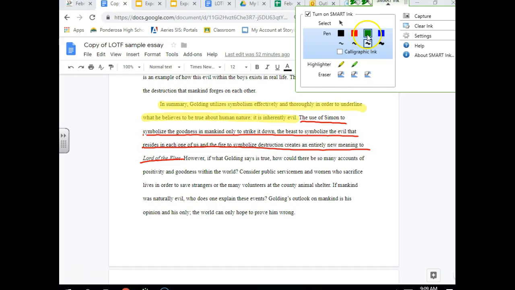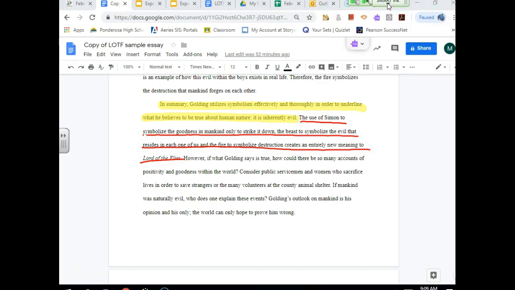Okay, what's the last thing in the green? Connecting to real life. Ready for this? "However, if what Golding says is true, how could there be so many accounts of positivity and goodness within the world? Consider public servicemen and women who sacrificed lives in order to save strangers, or the many volunteers at the county animal shelter. If mankind was naturally evil, how does one explain these events? Golding's outlook on mankind is his opinion and his only. The world can hope to prove him wrong." So do you see how I've connected that to why I wrote this essay? You're connecting it to real life. You're connecting it to why this is important. Why is this symbolism important?